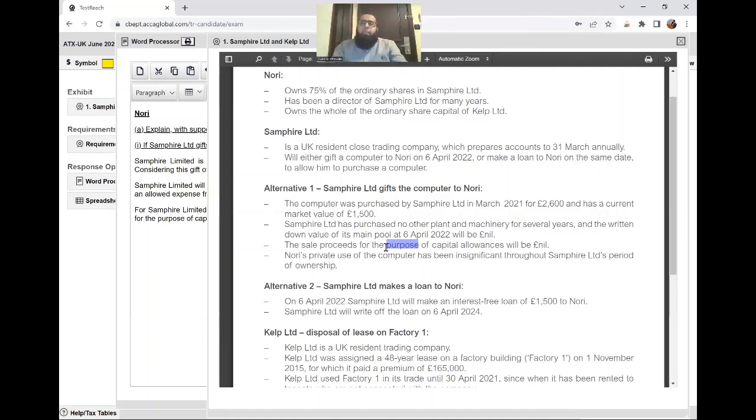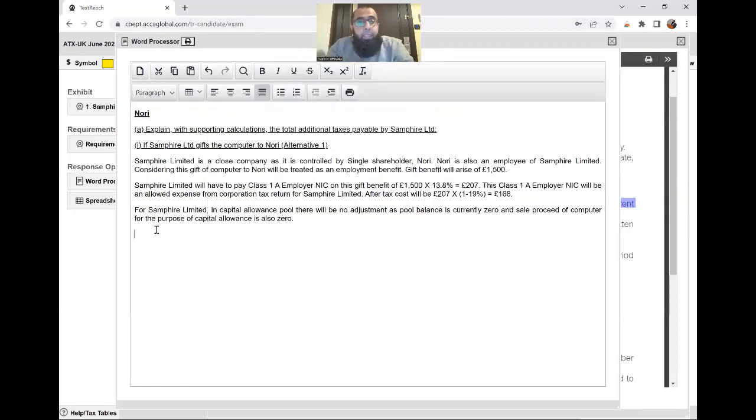So whenever we dispose of an asset, we think about capital allowance and we also think about CGT. Now, what about CGT? In CGT, this computer will be an exempt asset, as its cost and disposal proceeds are both below 6,000 pounds.